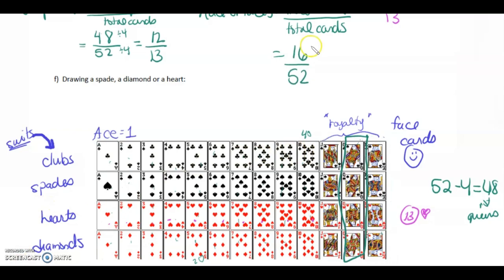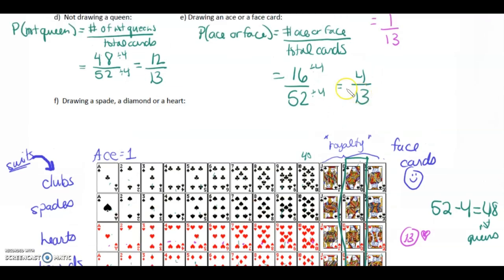Okay, just clean that up. So divide both by 4, and we get 4 out of 13. So the probability of drawing an ace or a face card is 4 out of 13.